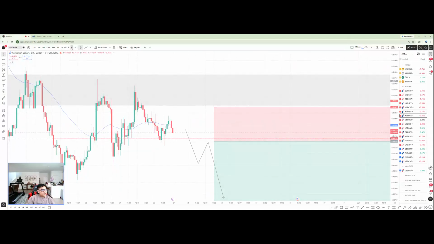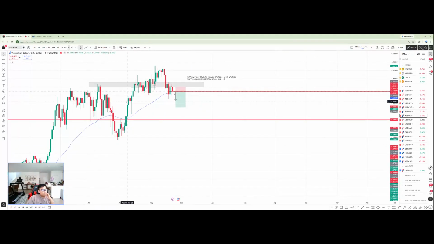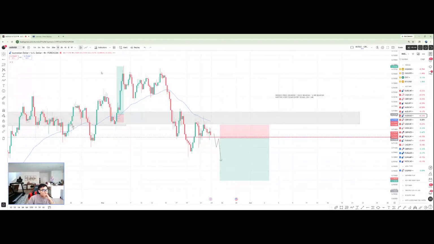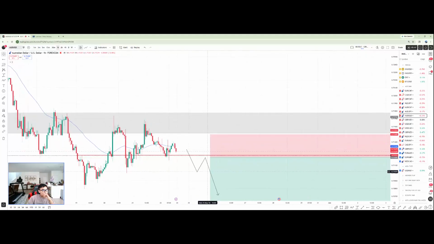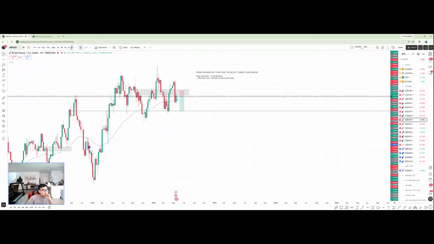AUD USD, the same move. We're catching the weekly move of the weekly time frame retracement to continue to go up, something like this. But we're going to catch the higher low of the weekly time frame. Daily bearish, like the rejection here. 4 hour, we need the same thing. 1 hour, clear shift of structure. Same thing with AUD JPY, GBP USD. The same thing as well.